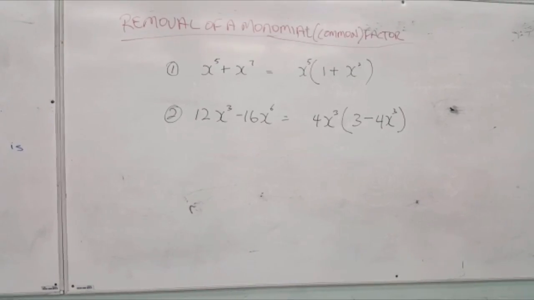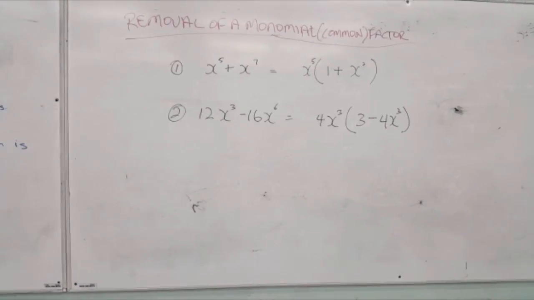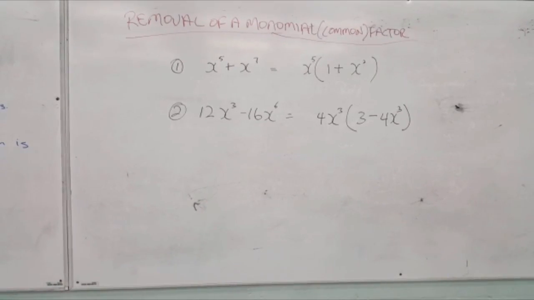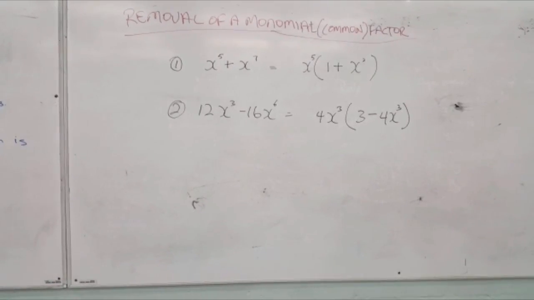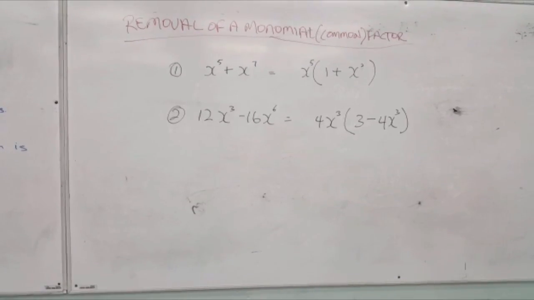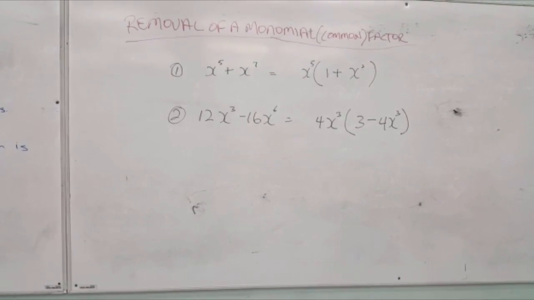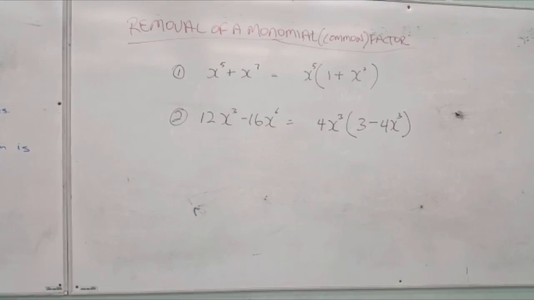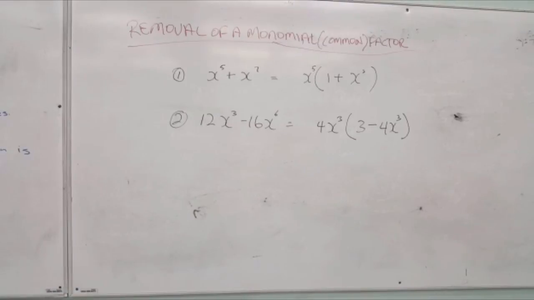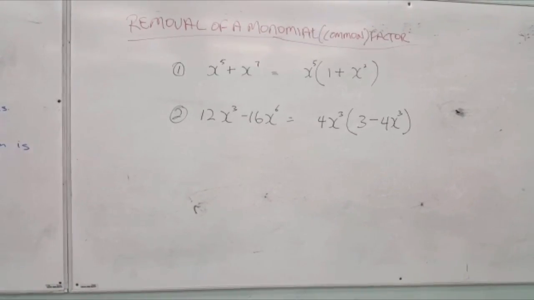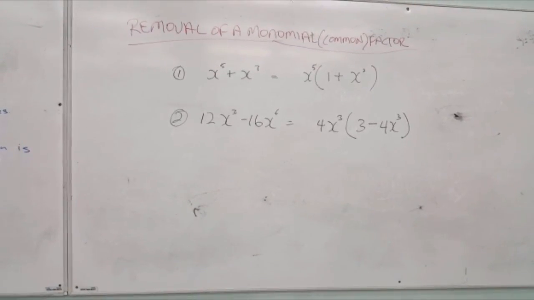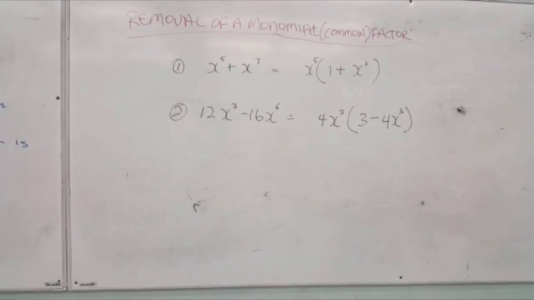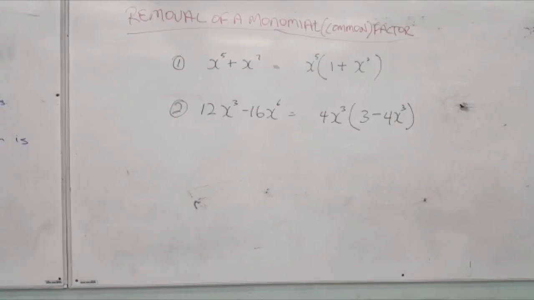So 4x to the power 3 multiplied by what will give us 12x to the power 3? We will use 3, since 3 times 4 is 12, minus. 4x to the power 3 multiplied by what will give us 16x to the power 6? That will be 4x to the power 3.